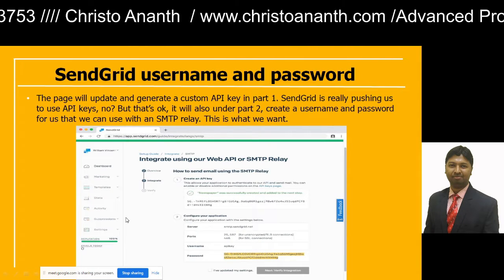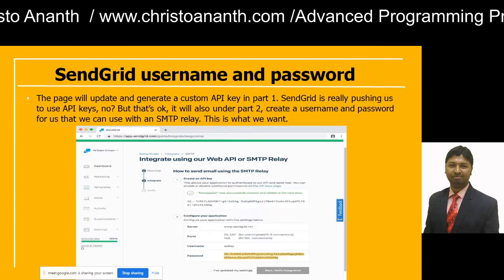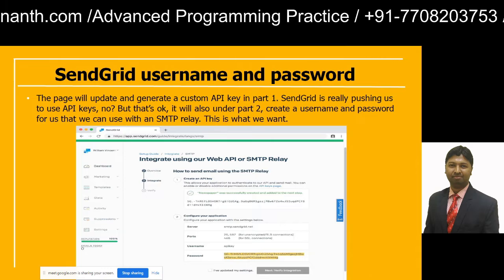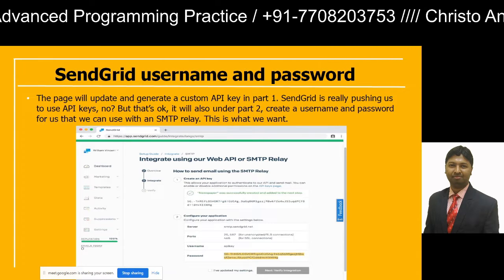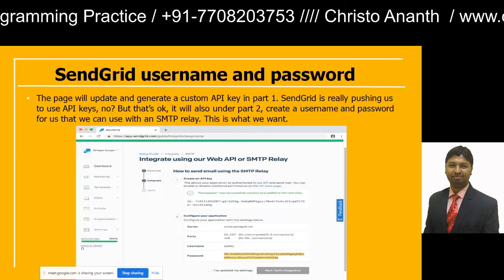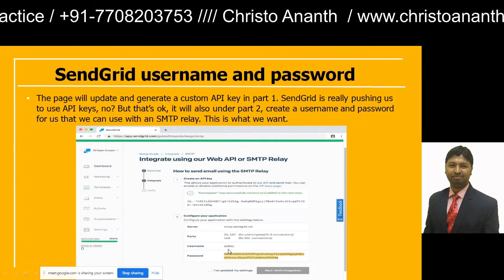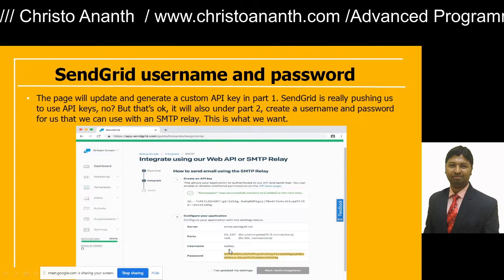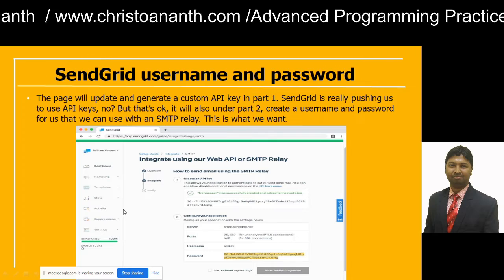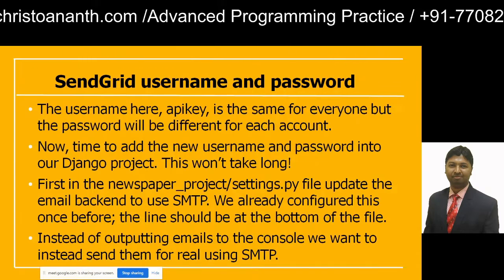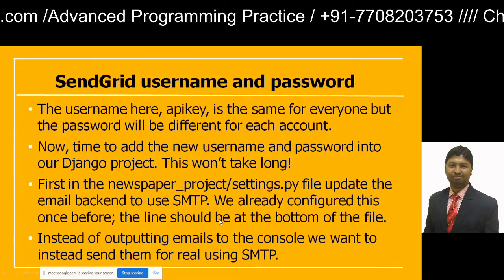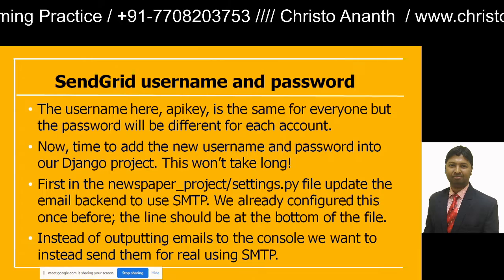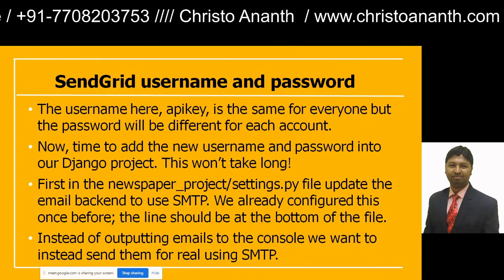And then the SendGrid username and password. The page will update and generate a custom API key in part 1. SendGrid is really pushing us to use the API keys. Under part 2, you create a username as well as a password, and then you repeat the password so that we can use it for the SMTP relay. The username here is apikey. It is the same for everyone, but the password will be different for each account. You can set your own secure password.